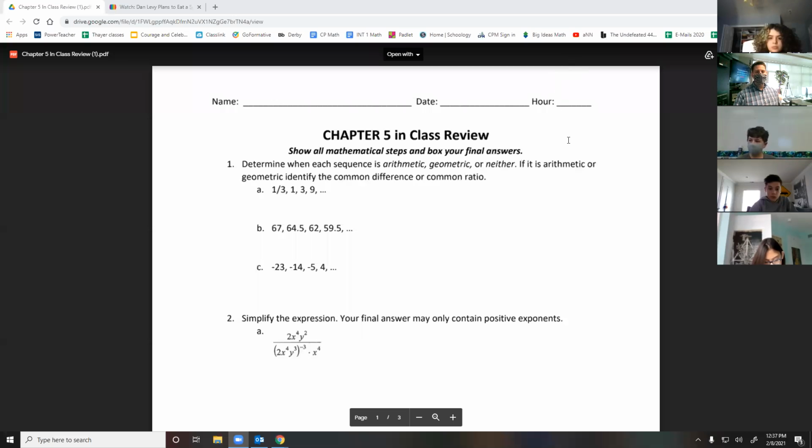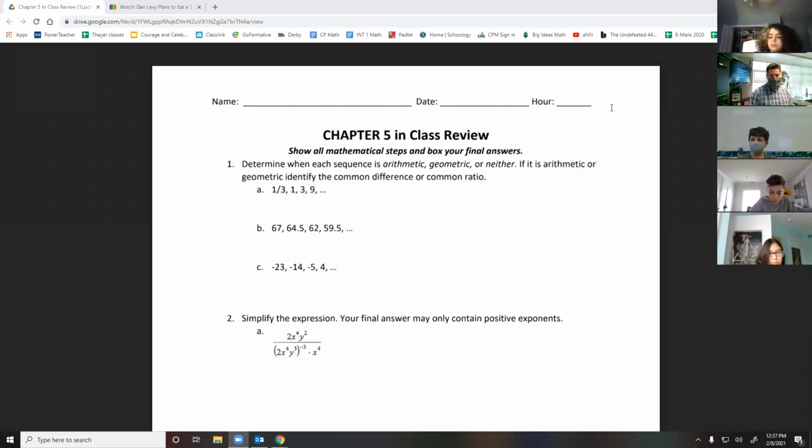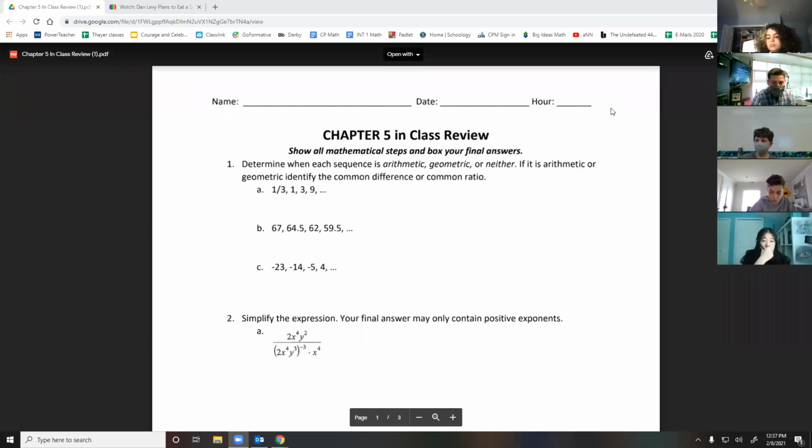Hello, everyone. We're going to do an in-class review recording right now, where we are going to do a practice very similar to what you can expect to see on Wednesday's test. So starting with number 1, we'll identify what is geometric, arithmetic, or neither.